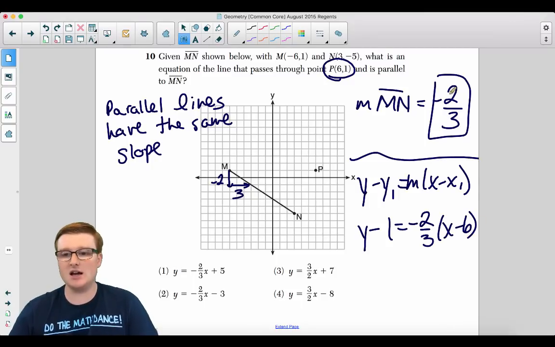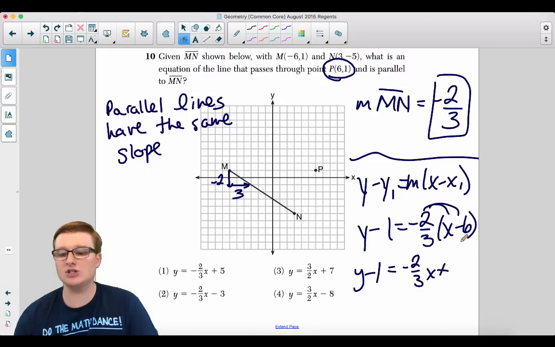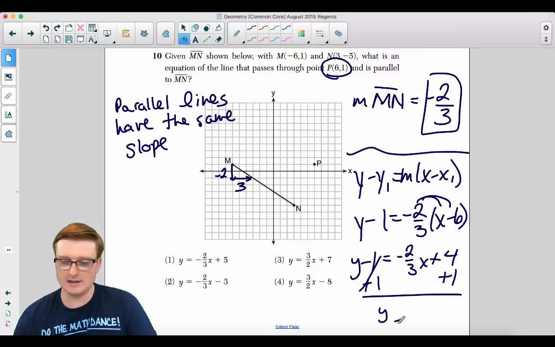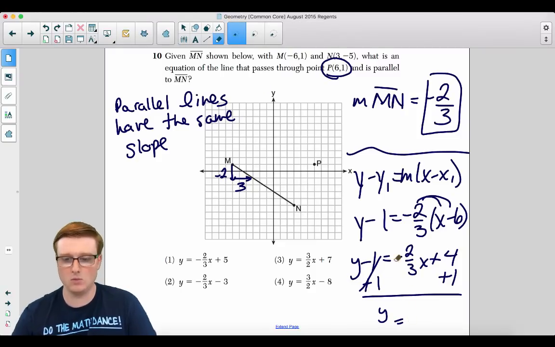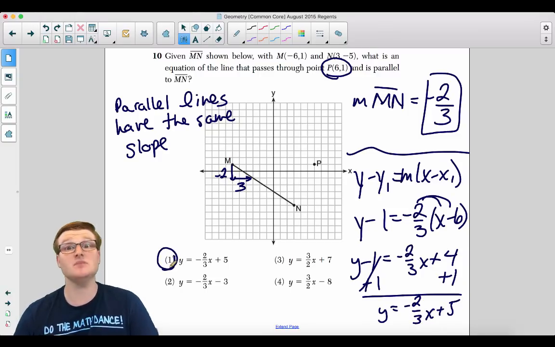What I just did is I took my slope, I plugged it in for m, I took my 6 and 1, I plugged in 6 for x1, and I plugged in 1 for y1. Now we just simplify. Cool. Distribute that negative 2/3, we get y minus 1 is equal to negative 2/3 x plus 2/3 times 6, which is going to be, what is that equal to, 4? Yeah. Add the 1 on both sides, and we get y is equal to negative 2/3 x plus 5, which is going to be choice 1.